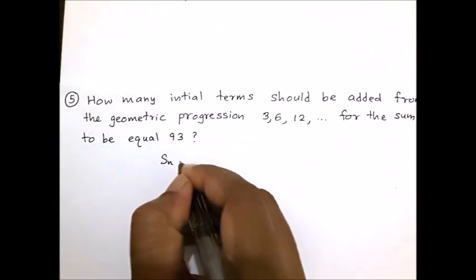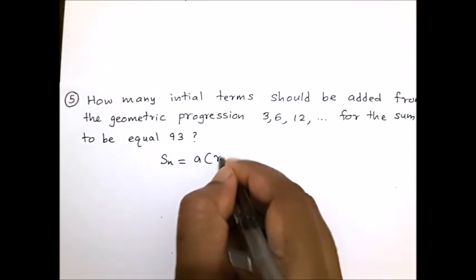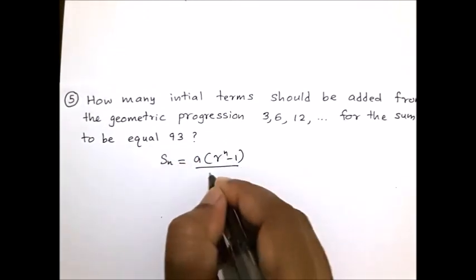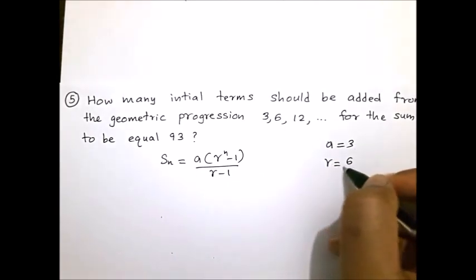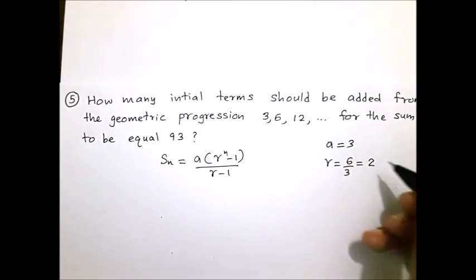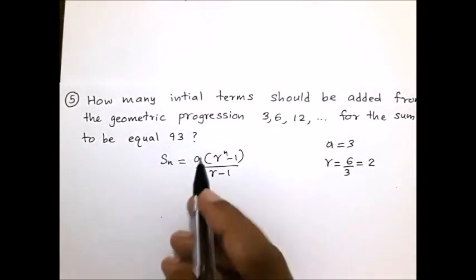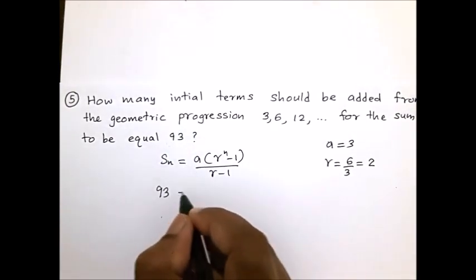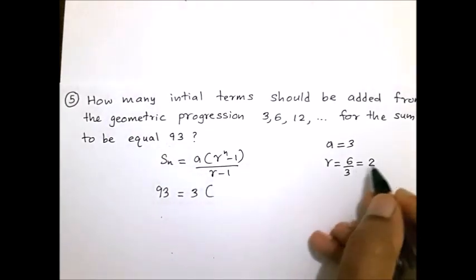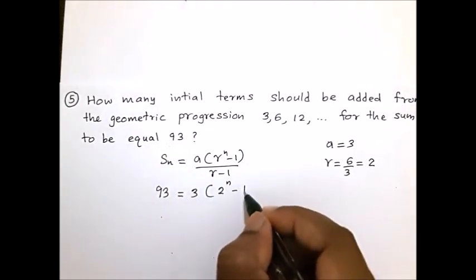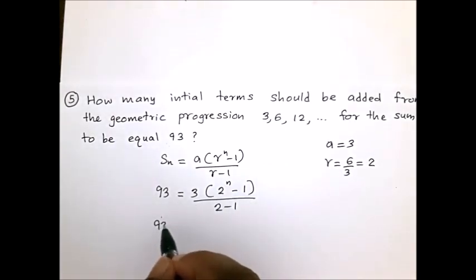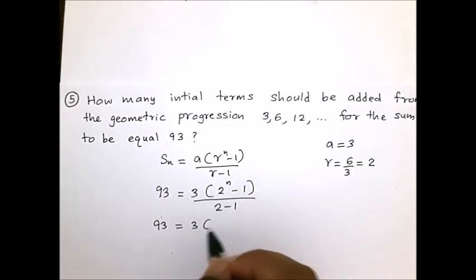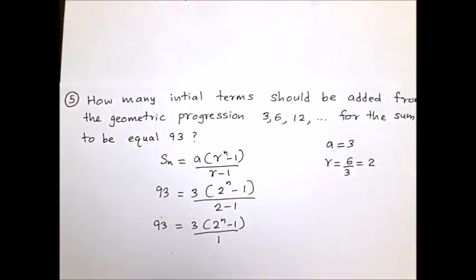Write the formula. Sn equals a times r to the power n minus 1, divided by r minus 1. Here a is 3, r is 6 divided by 3, it is 2. Here the sum is given, it is 93. Substitute it here. First term is 3, r is 2. You have to find the value of n. 2 minus 1, 93. 2 to the power n minus 1. 2 minus 1, it is 1.